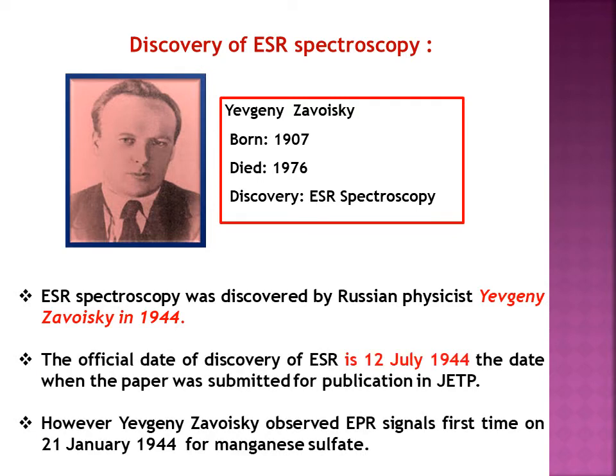The official date of discovery of ESR is 12 July 1944, the date when the paper was submitted for publication in JETP. However, Evgeny Zavoisky observed EPR signals for the first time on 21st January 1944 for manganese sulfate, because manganese sulfate is paramagnetic.